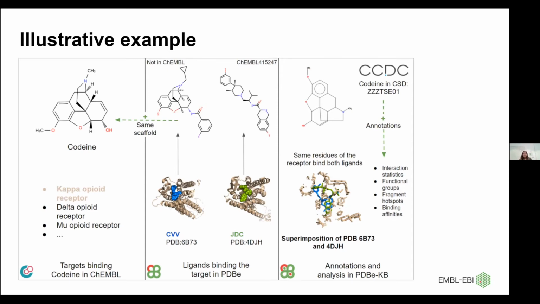And then, CCDC has the 3D structure for codeine, and their information about the binding affinities and functional groups can further enhance the information about codeine. So at the moment, you can do this manually. With this project, we would like to establish an automated pipeline which can do this, and such transfer of annotations between various databases can further help in target validation and drug repurposing.